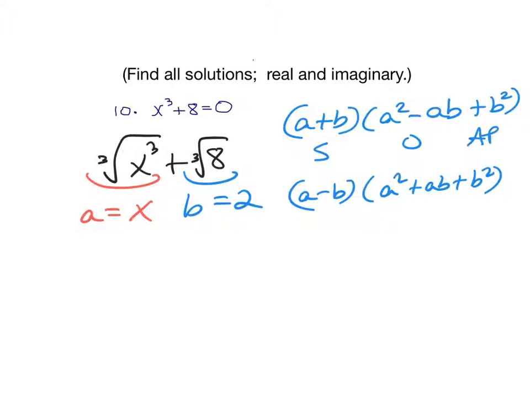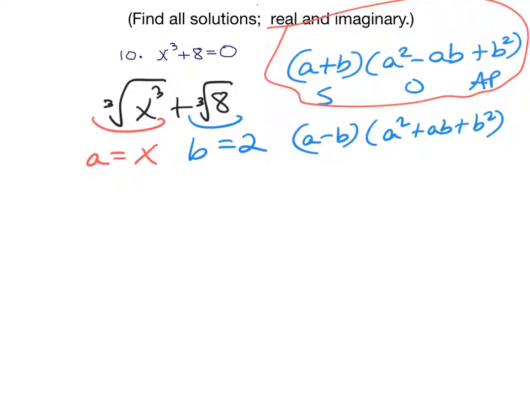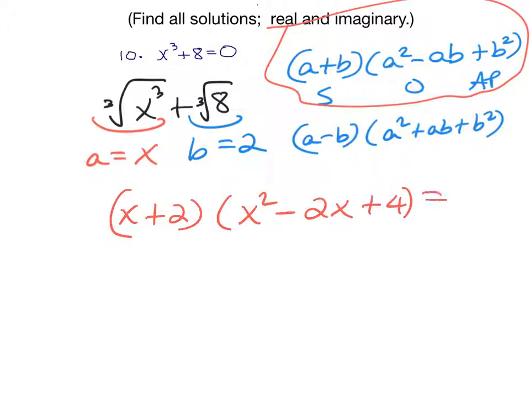So I'm going to use this pattern right here. Again, I'm thinking SOAP. So what I'm going to do here is x plus 2. Then I square the a, multiply the a and the b. It gets opposite sign. And then I square the b. I've just factored the x cubed plus 8. This is back in the review chapter where we factored the cubes. Now we're applying it to solving.